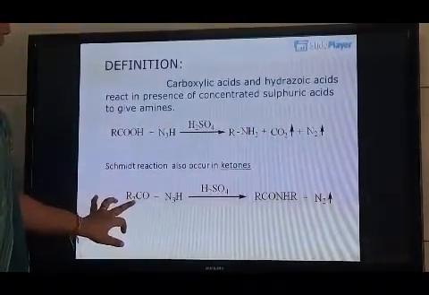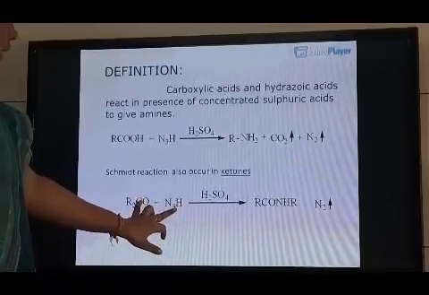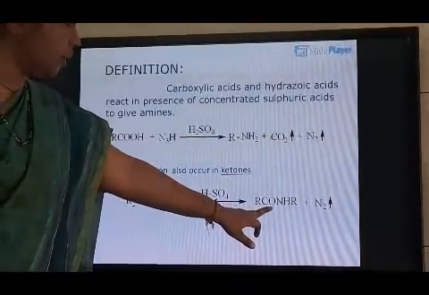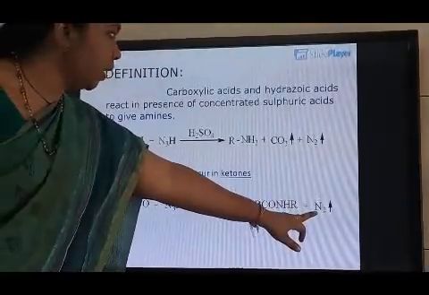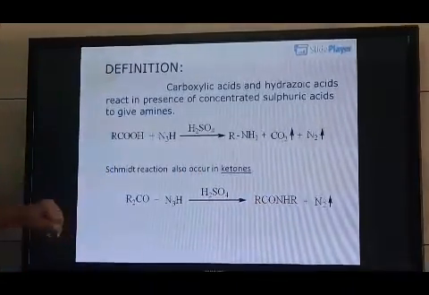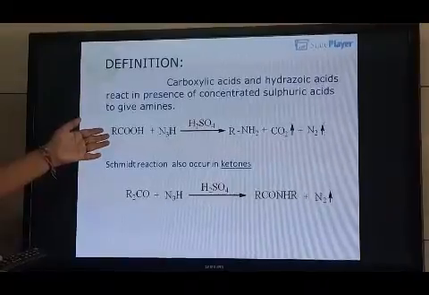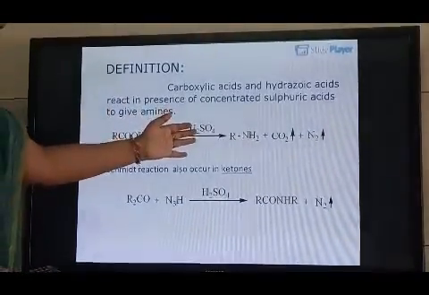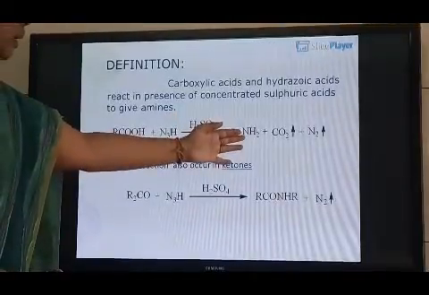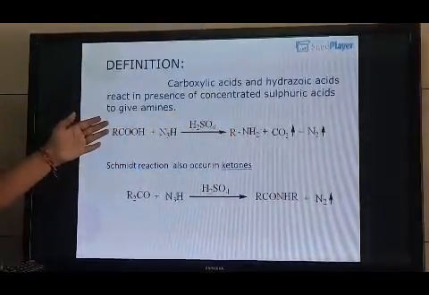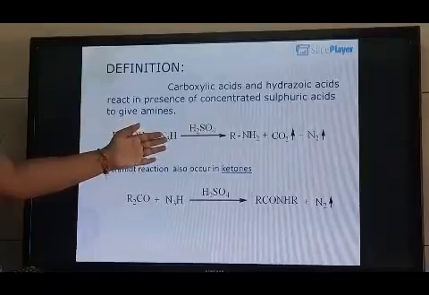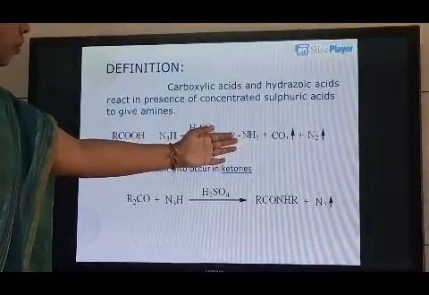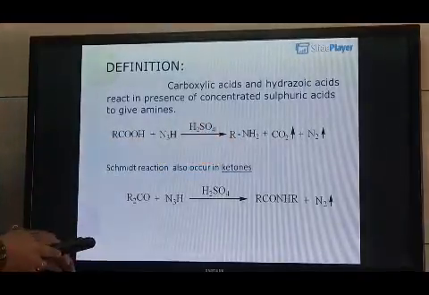Whereas ketones, when reacting with hydrazoic acid in the presence of sulfuric acid, can form amides with the evolution of nitrogen gas. So here it mainly involves three acids: carboxylic acid, hydrazoic acid, and sulfuric acid. The basic reaction is carboxylic acid reacting with hydrazoic acid and sulfuric acid, giving formation of amines.